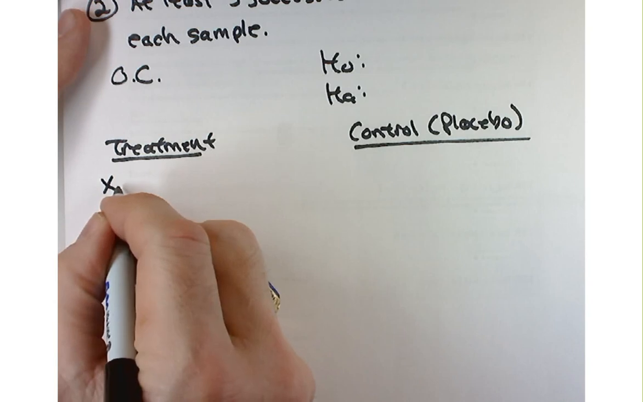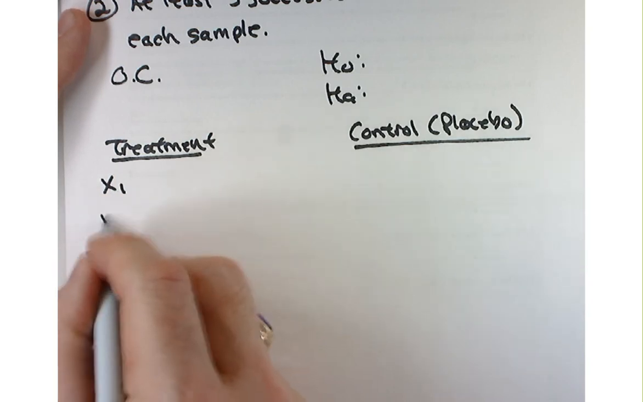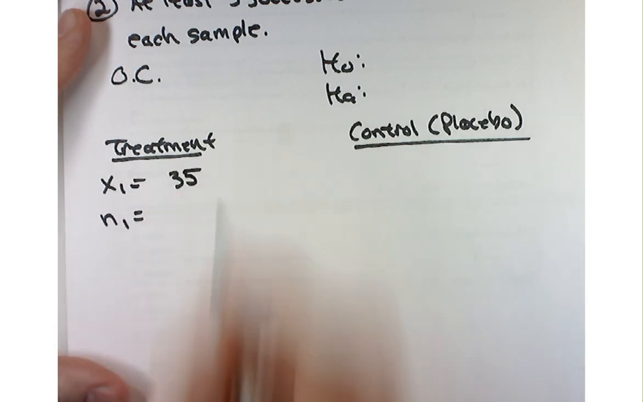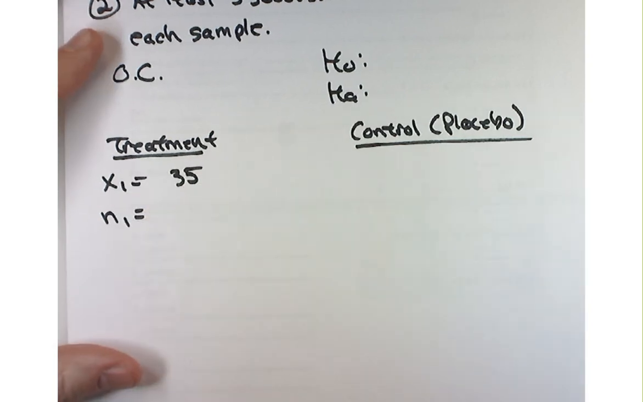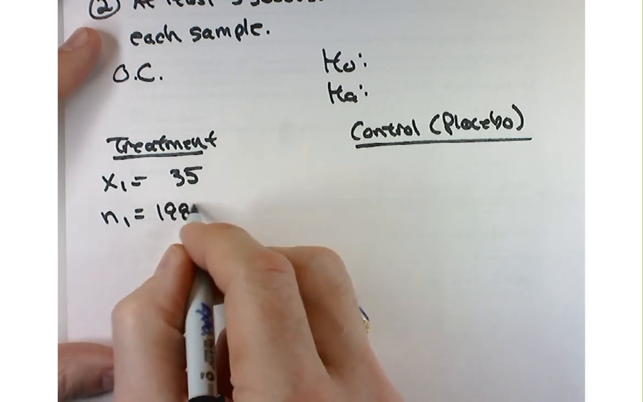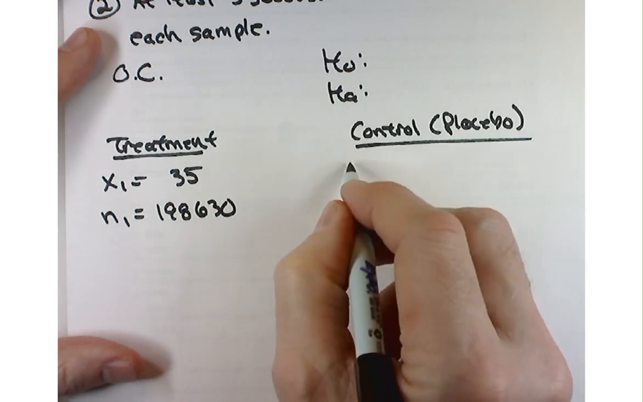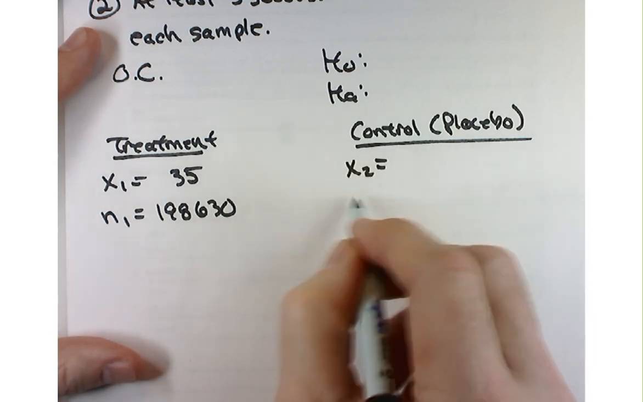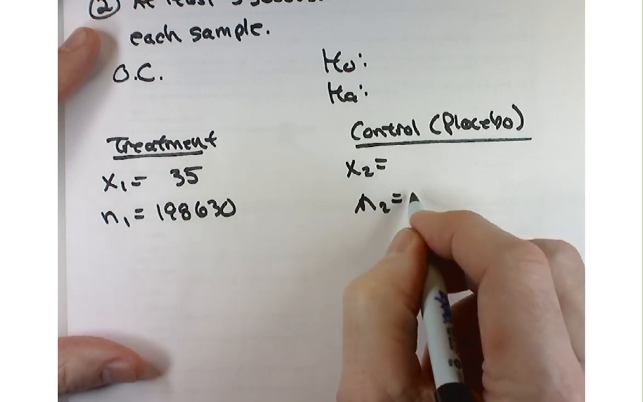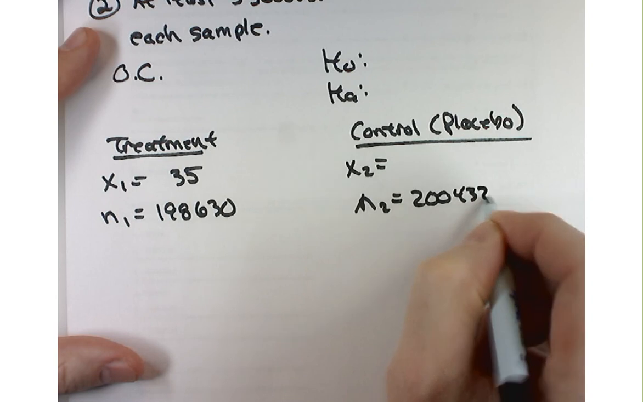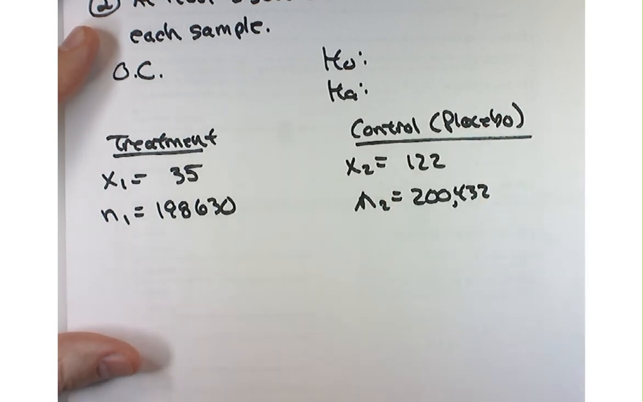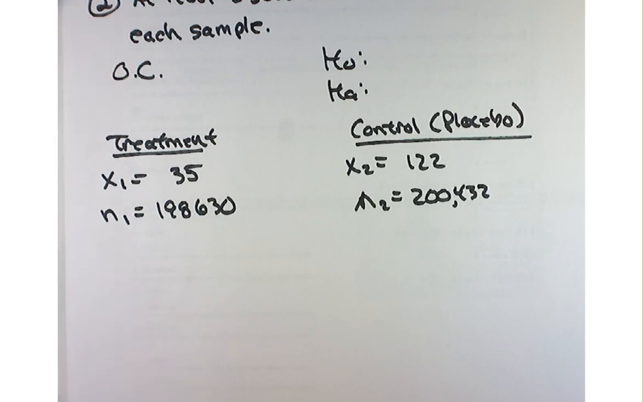Now, looking at the numbers here, we had 35 kids who got polio despite the fact that they got the vaccine, of 198,630. For the kids that didn't get the vaccine, there were 200,432 children that didn't get the vaccine, and of those, 122 contracted the disease.